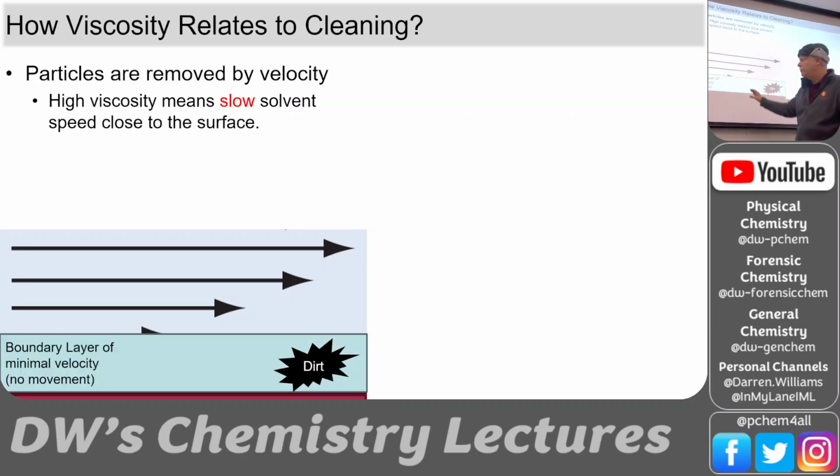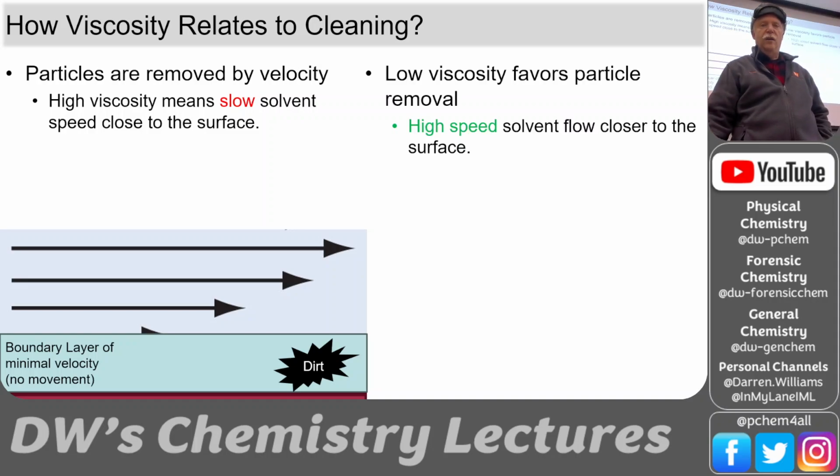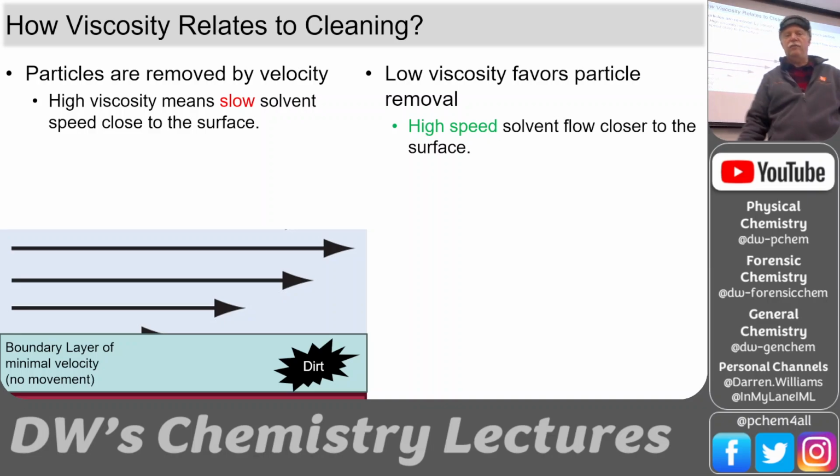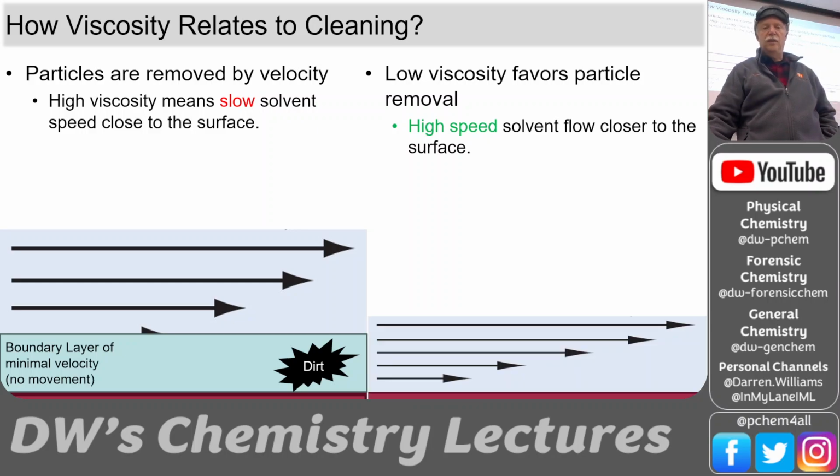And so this boundary layer, there's minimal velocity in the boundary layer. And so you really can't get good contact with the surface if you've got a viscous liquid. What about a low viscosity liquid? High speed solvent flow closer to the surface.